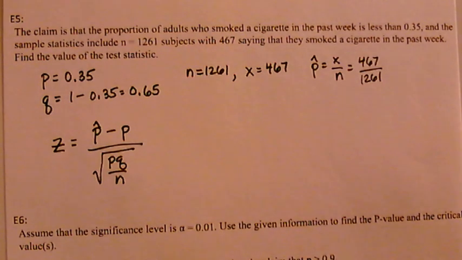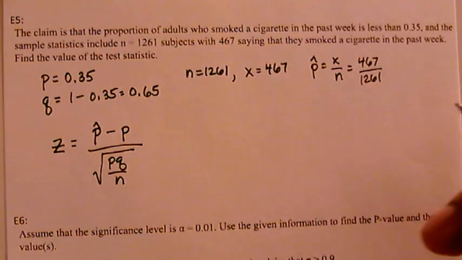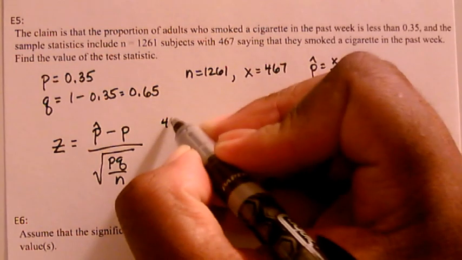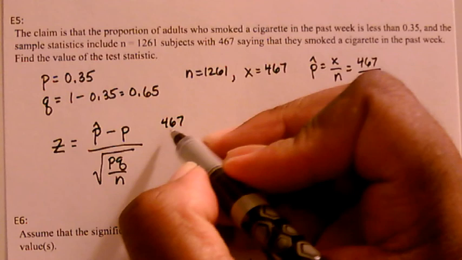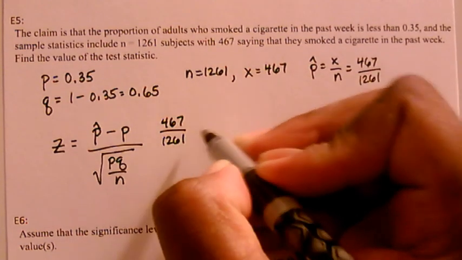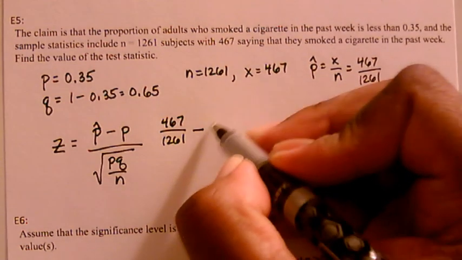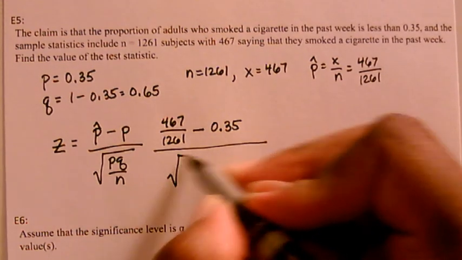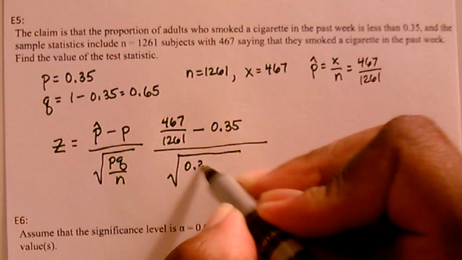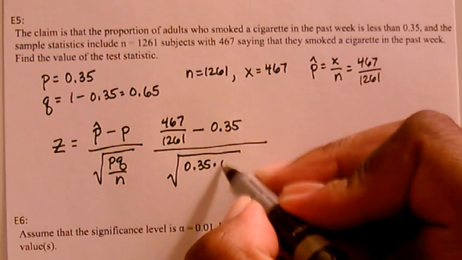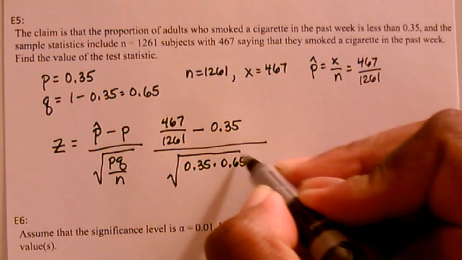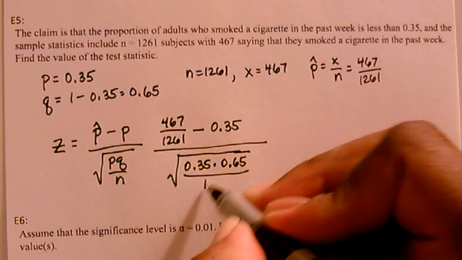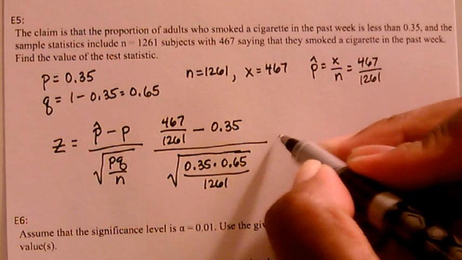So in this case here, P hat is 467 over 1261 minus P, which is 0.35, divided by the square root of P, which is 0.35, times 0.65. All that's divided by N, which is 1261.